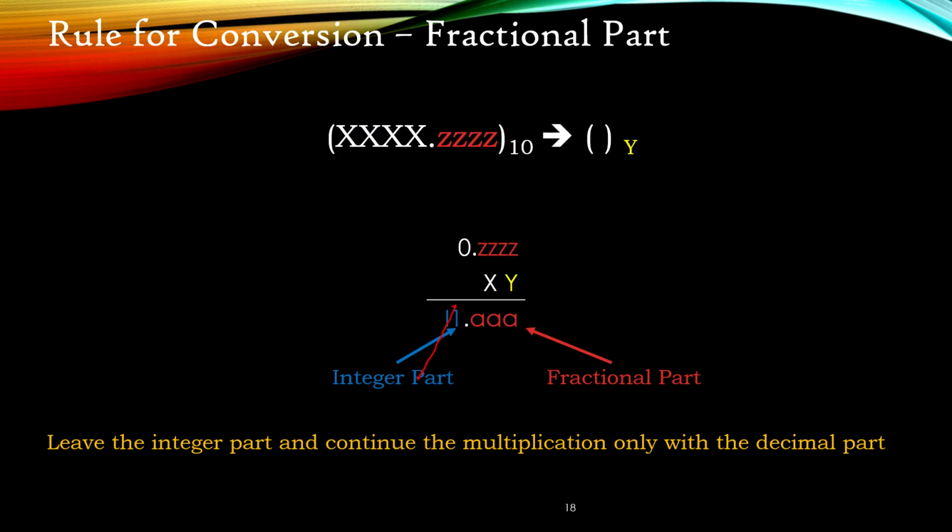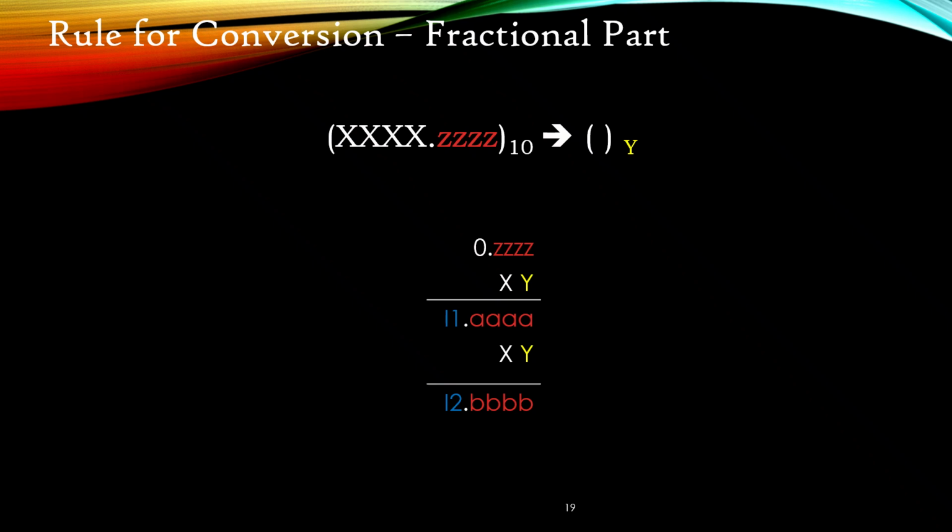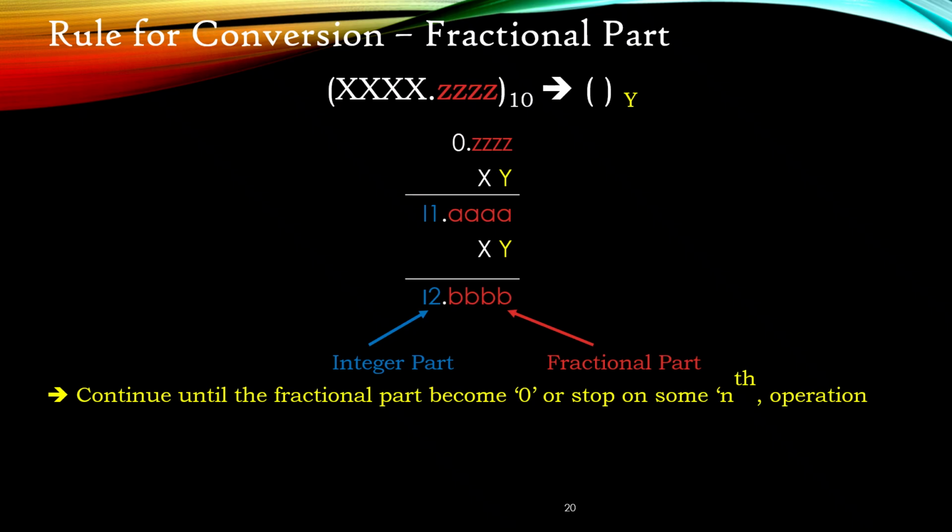We have to keep it aside and we have to multiply only the fractional part, right? So what we are going to do is this is kept aside and I'm multiplying this again with a base value. So now I'm getting the second number with integer I2 and the fractional part or the decimal part as BBBB.